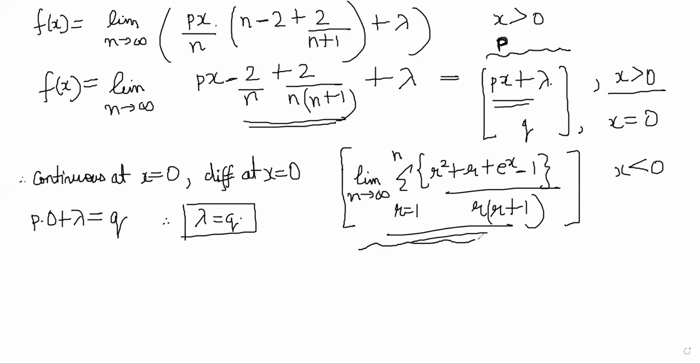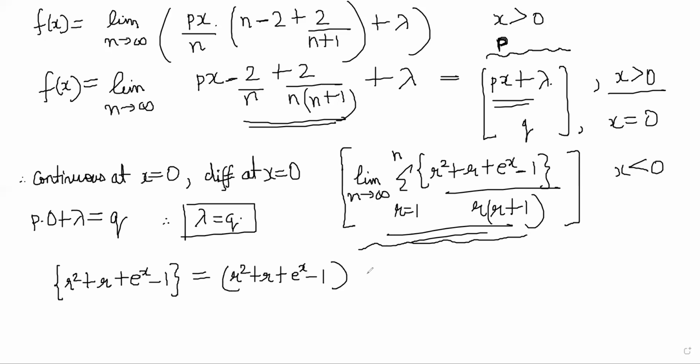For this summation, what we have to do is again the same idea. Whenever you have a fractional part of something, you can write it in this way. The fractional part of r square plus r plus e power x minus 1 can be written as the expression itself, r square plus r plus e power x minus 1, minus GIF of that, right? So that will help us simplify it. I will do it on the next page now.